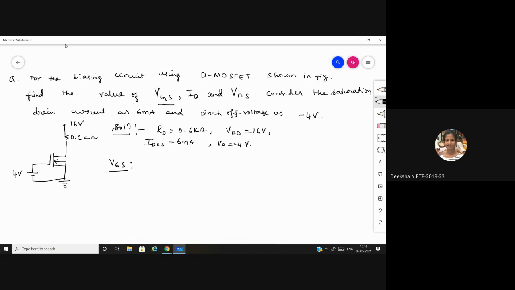Is it 4 volts? I'm not sure. Yes, tell me. Oh, nothing, sir. Yeah, correct. Tell me. Is it 4 volts which is given? Yeah, who is this? Sir? May I know who is this? Diksha? Diksha, your answer is correct.